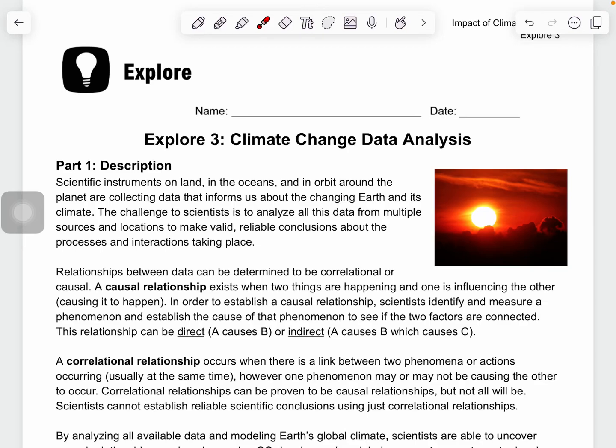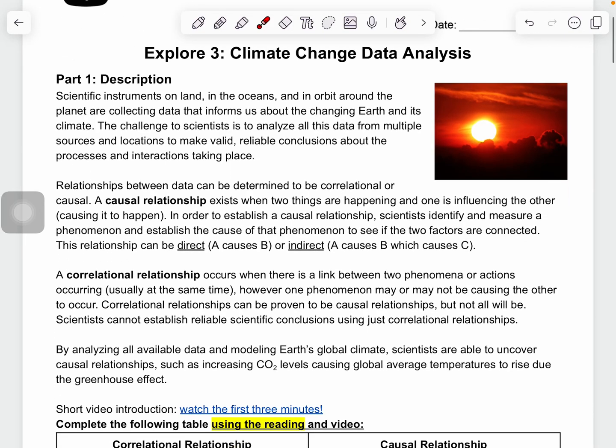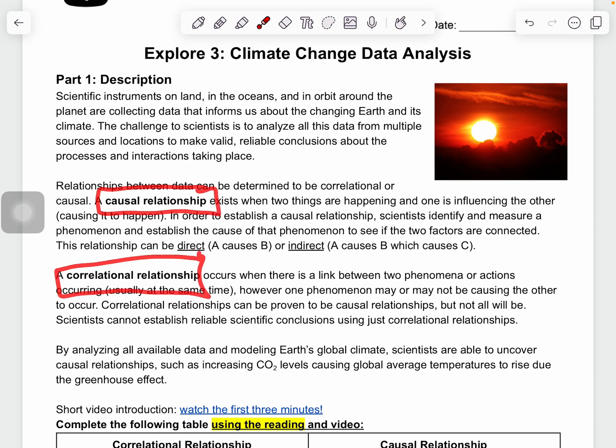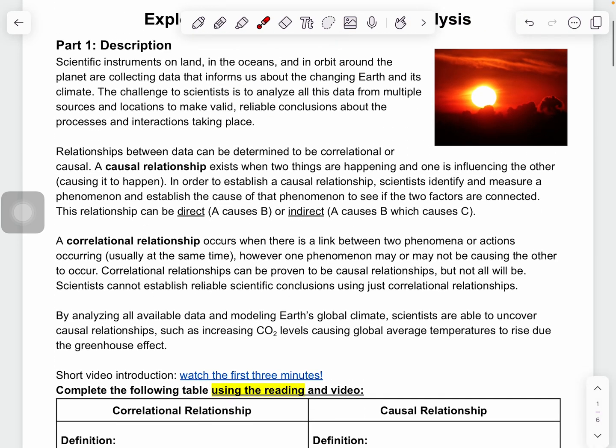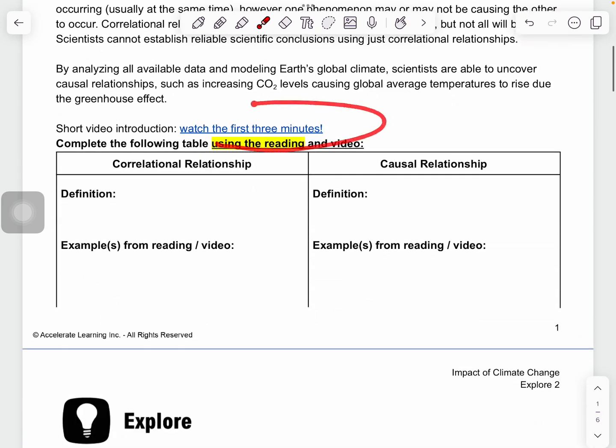So with Explore 3, we're thinking about the difference between a causal relationship and a correlational relationship. If you're watching this, you've already done the short reading and the little intro video, which is just the first few minutes. So we already know some of the information here, and we did the notes.